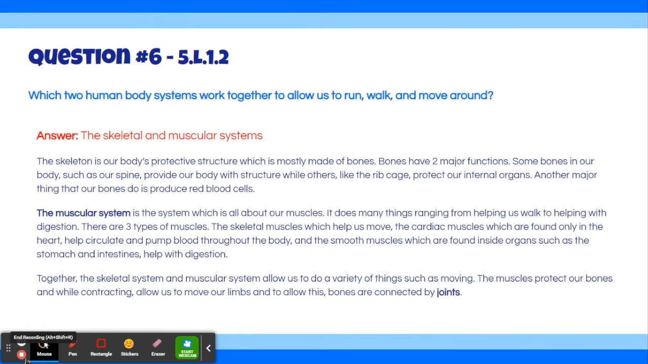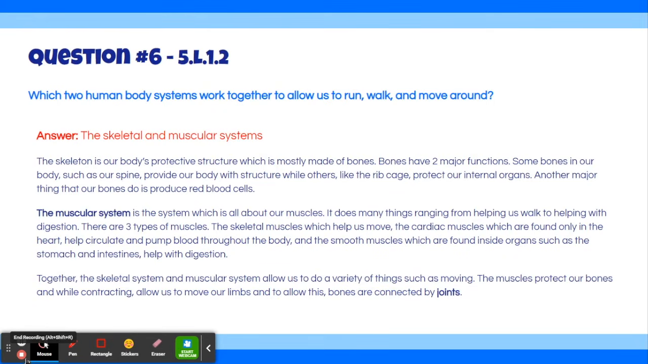The answer is the skeletal and muscular systems. The skeleton is our body's protective structure, which is made of mostly bones. Bones have two major functions. Some bones in our body, such as our spine, provide our body with structure, while others, like the rib cage, protect our internal organs. Another major thing that our bones do is produce red blood cells.